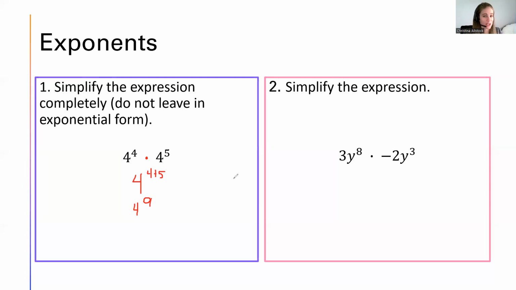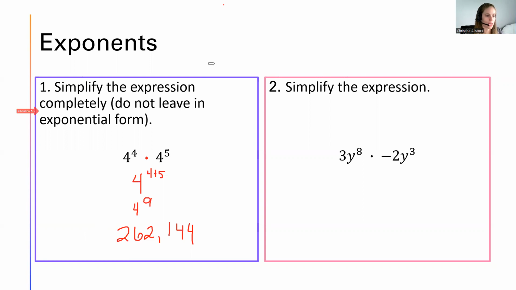So go ahead, pull out your calculator, make sure you know how to use it properly. And what is 4 to the 9th power? All right, hopefully that gave you a second to work that out. 4 to the 9th is 262,144. So even though both of these answers here are equivalent, 4 to the 9th and the 262,144, because our directions told us to simplify completely and not leave our answer in exponential form, that's why we needed to do that extra step.